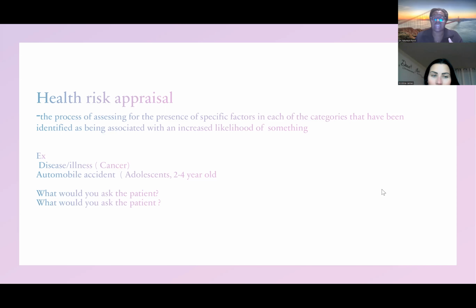For example, if it's a disease, specifically cancer, or if it's an automobile accident, what would we ask the patient? What would we ask the patient if we were talking about cancer? What are some things that we would ask? Their family history. Their lifestyle. Dietary, like how are you eating? Yeah, exercise. Good. If they smoke, I guess that would be part of their lifestyle. Yes.